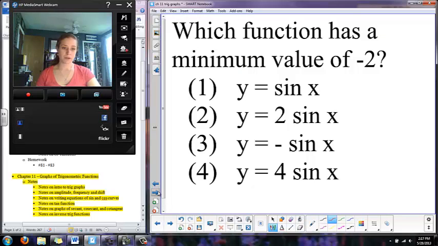Which function has a minimum value of -2? Well, it's going to be this one, because this has a max of 2 and a minimum of -2. And obviously all of those have different amplitudes. That has an amplitude of 1, that has an amplitude of 1, and that has an amplitude of 4.